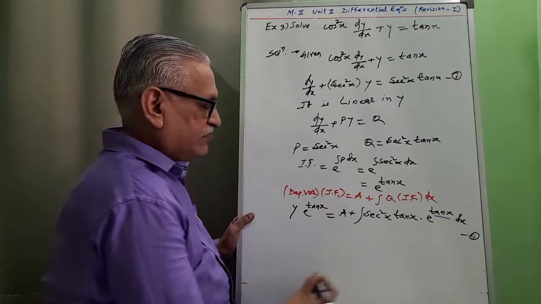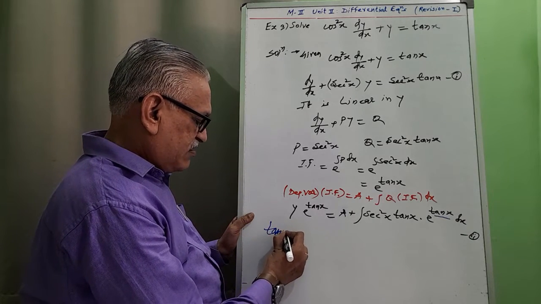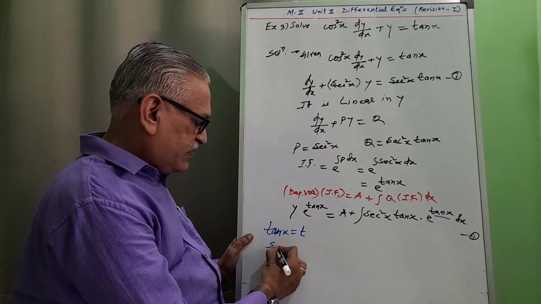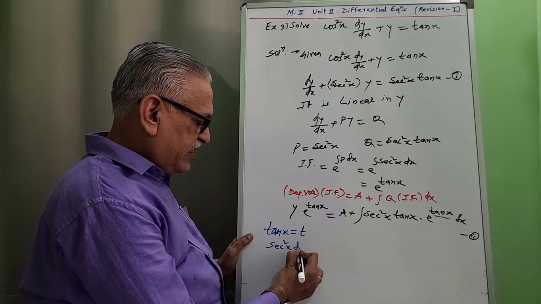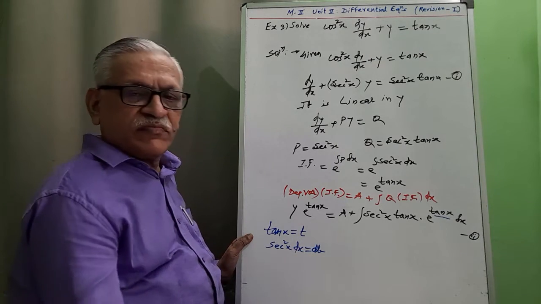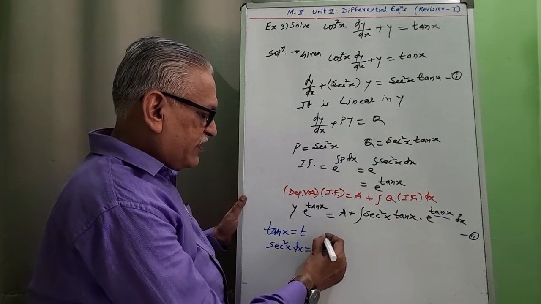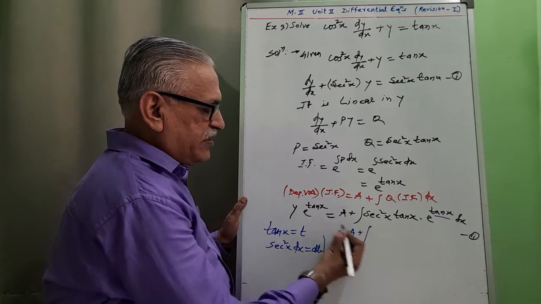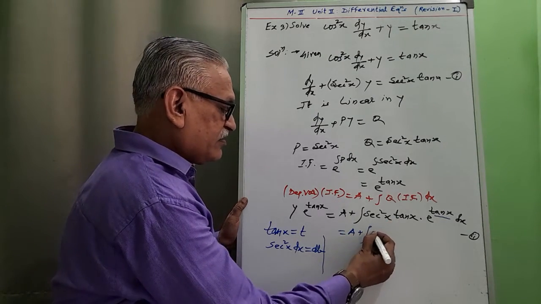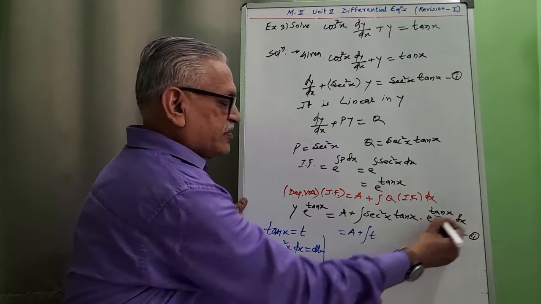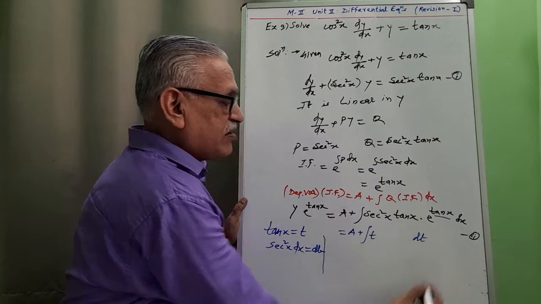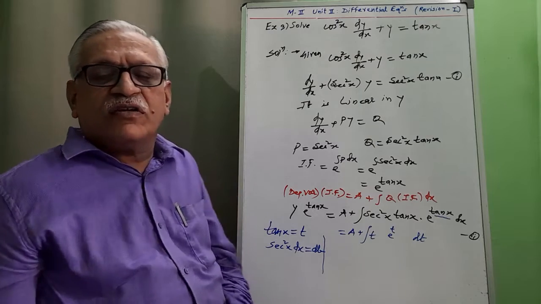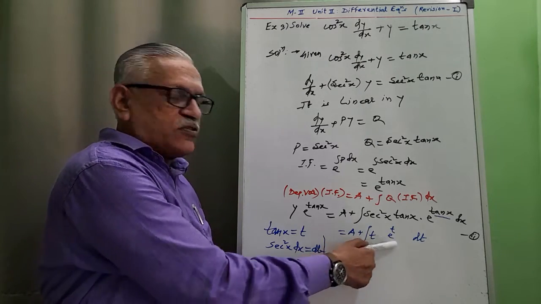For tan x, put tan x as some t, a new variable. Differentiating it with respect to x, we get secant square x dx is equal to dt. Therefore, substituting that value, we get a plus integration of tan x as t, secant square x dx as dt, and this becomes e raised to t. Therefore, that product of three terms is converted to a product of two terms.